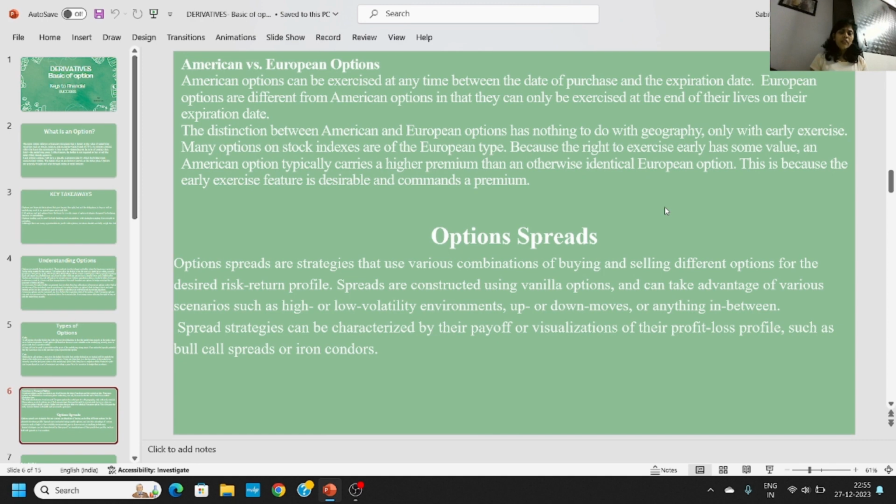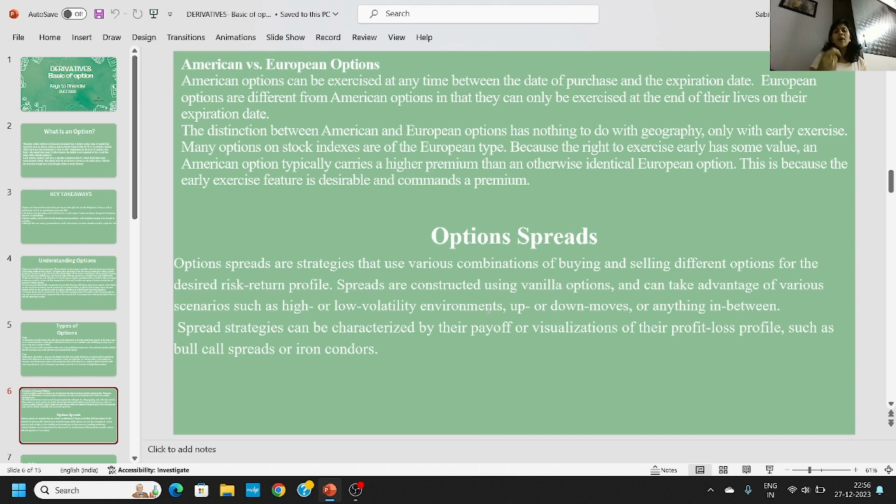Option spread. Spread is nothing but ask minus bid, that is, the selling price minus the buying price. An option spread is a strategy that uses various combinations of buying and selling different options for the desired risk and return portfolio. Spreads are constructed using vanilla options, and can take advantage of various scenarios such as high or low volatility in the market environment, or up or down moves in the market, because of the options theory.